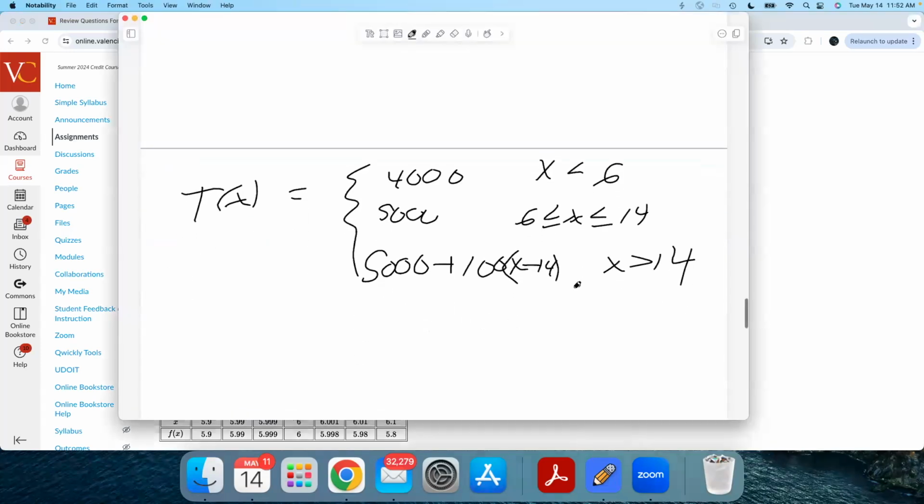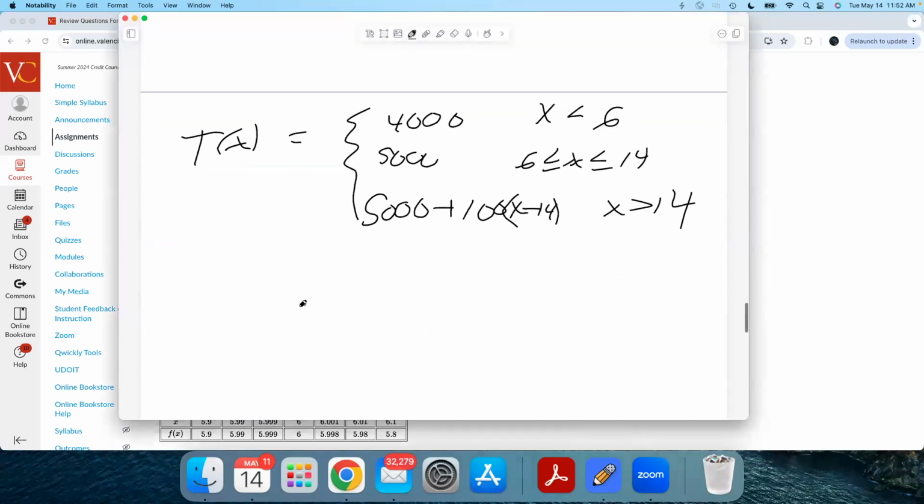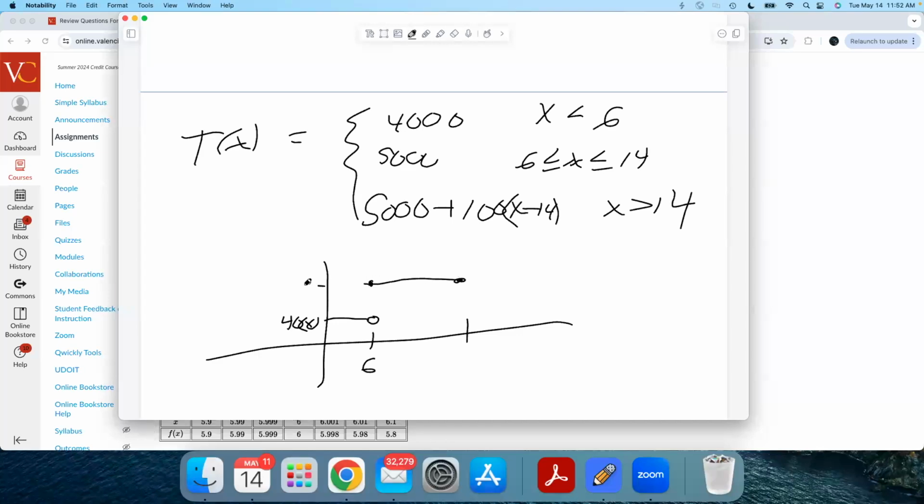So this is my function, and we could graph that. Up until 6, it's a constant at 4,000. Up until 14, it's a constant at 5,000 between 6 and 14. And then we're going to have this shifted graph that starts at 5,000, so it's continuous at that point and goes up with the slope of 100. So at that point, it's continuous. It's not continuous here.